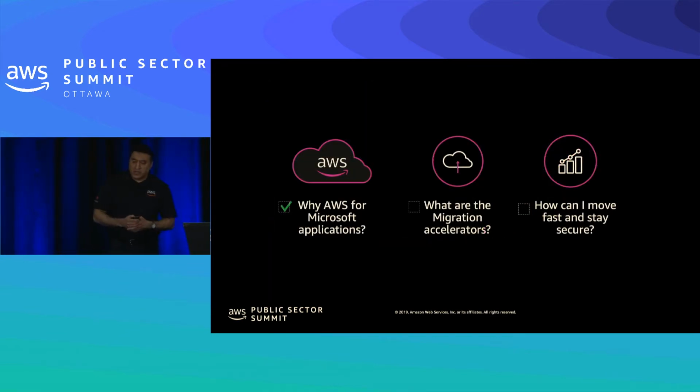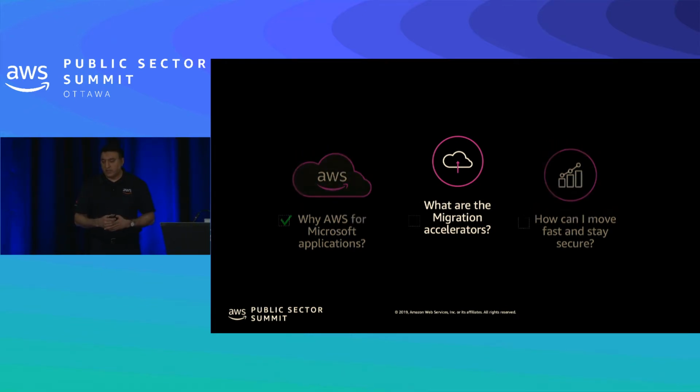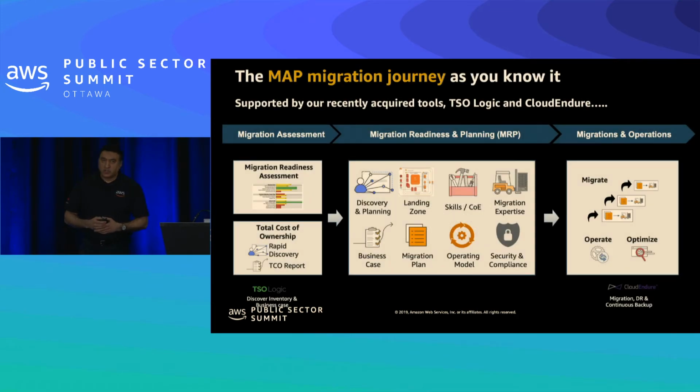So now that we've talked about why our customers are picking AWS for Microsoft applications, let's talk about what the migration accelerators are. Migration is really a journey, right? And here at AWS, we have one well-defined process to help you through that journey. We begin by doing a migration assessment where we not only look at your current infrastructure and where the gaps exist, but also help you with the cost component, where you can build a business case for your stakeholders. That comes in the form of a discovery report as well as a TCO analysis.